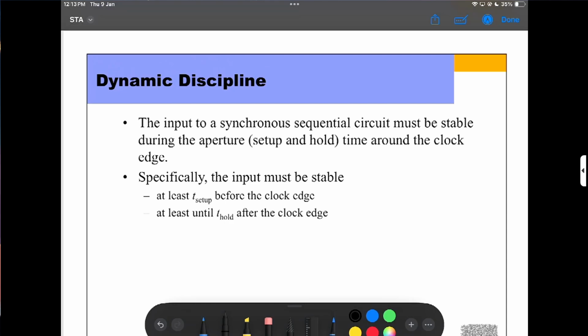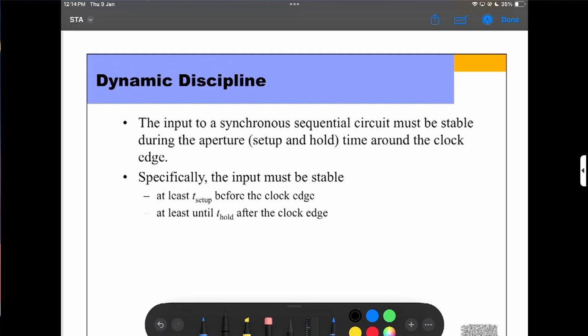Dynamic discipline. The input to a synchronous sequential circuit must be stable during the aperture, setup and hold time around the clock edge. Specifically, the input must be stable at least t_setup before the clock edge, and at least until t_hold after the clock edge. So the input of a synchronous sequential circuit must be stable during the aperture, setup and hold.